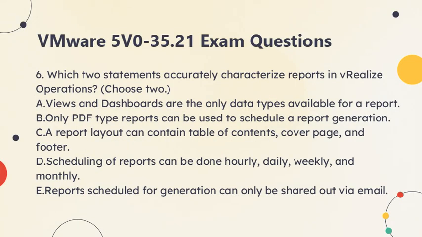6. Which two statements accurately characterize reports in vRealize Operations? Choose 2. A. Views and dashboards are the only data types available for a report. B. Only PDF-type reports can be used to schedule a report generation. C. A report layout can contain table of contents, cover page, and footer. D. Scheduling of reports can be done hourly, daily, weekly, and monthly. E. Reports scheduled for generation can only be shared out via email.